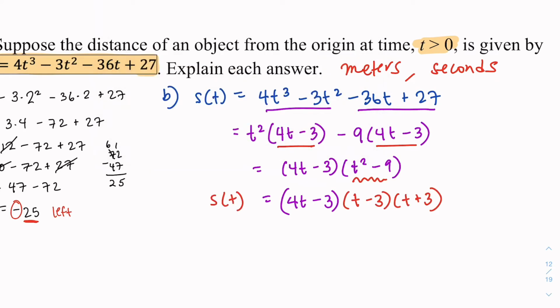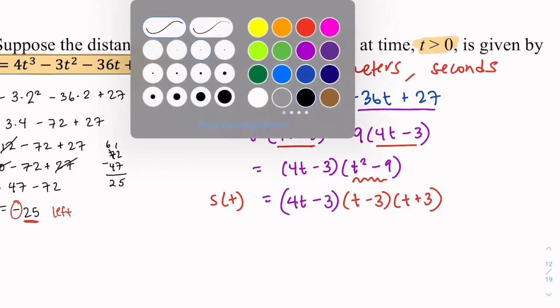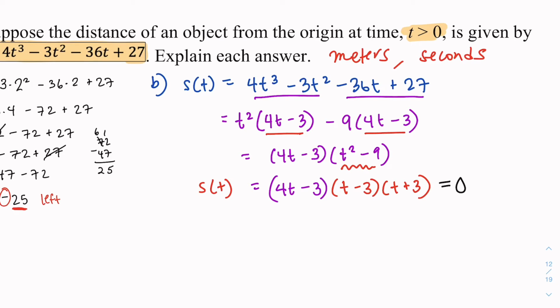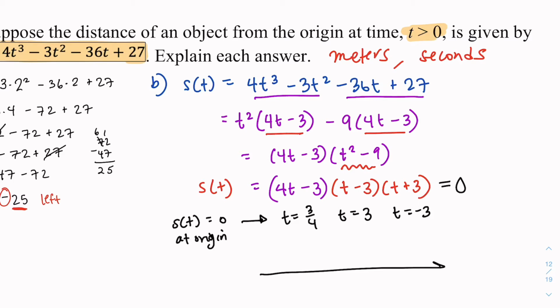Okay, so I've factored my position function, and by setting it equal to 0, I'll be able to figure out where it flips from being on the left or on the right. So at these three values, 3/4, 3, and negative 3, that's when s of t equals 0. What does that mean? It means that I'm at the origin. So in between these values, I can be either on the left of the origin or on the right, based on the sign.